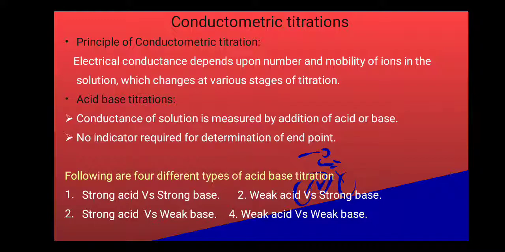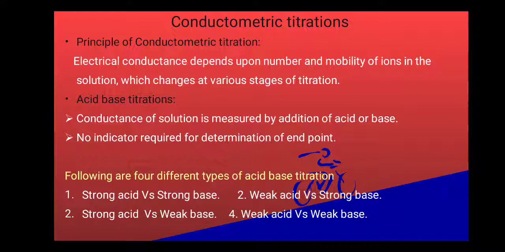We generally require an indicator for these types of titration, but no indicator is available for weak acid weak base titration as the reaction is reversible. That's why the weak acid weak base titration is not carried out using an indicator, because no indicator is available to know the endpoint for this titration. So you will have to see the four different types of titration one by one for measurement of conductance.